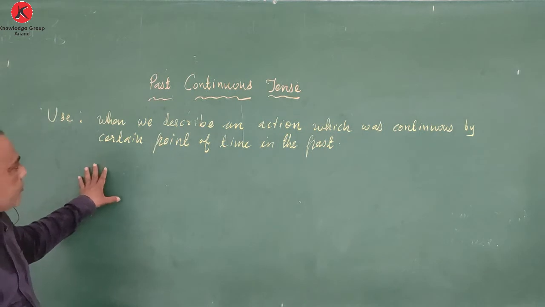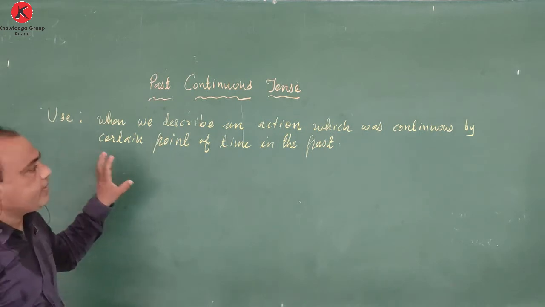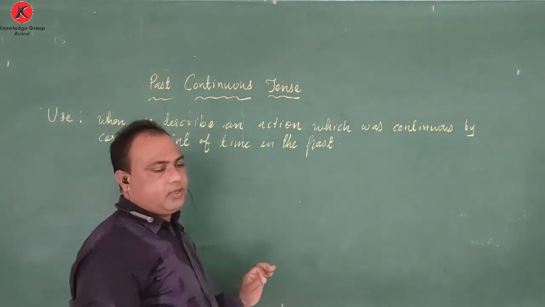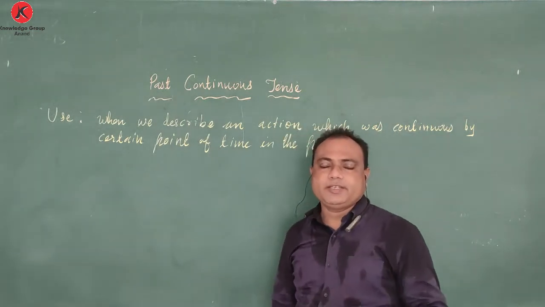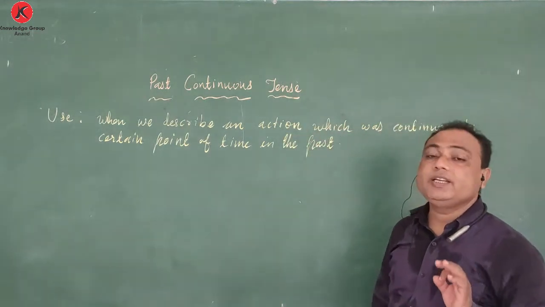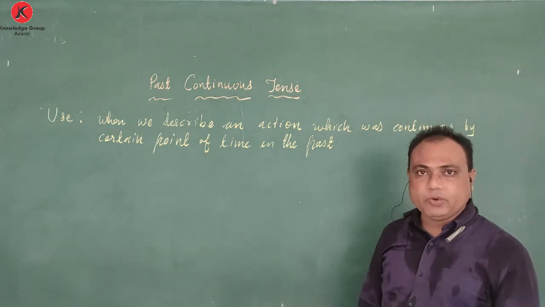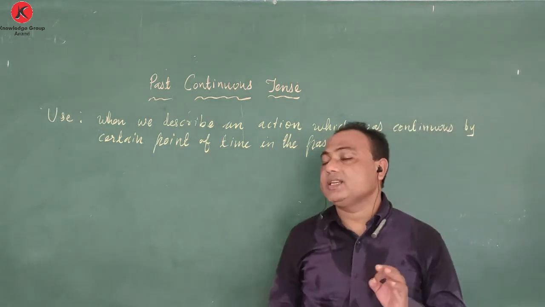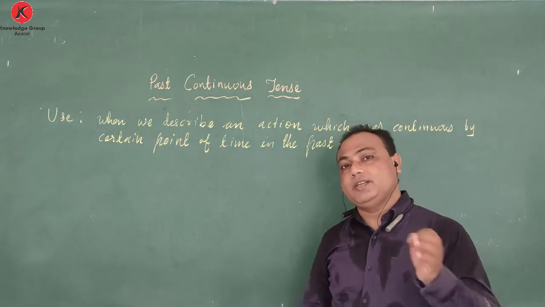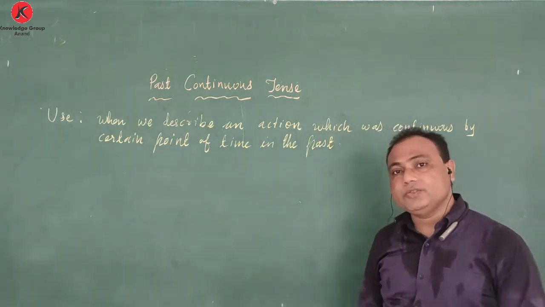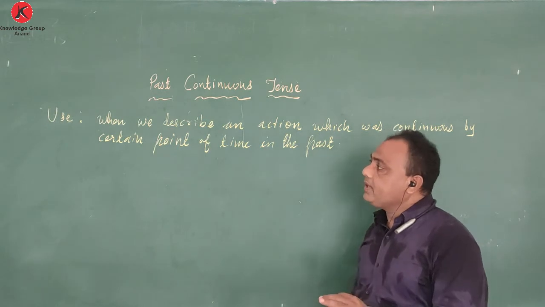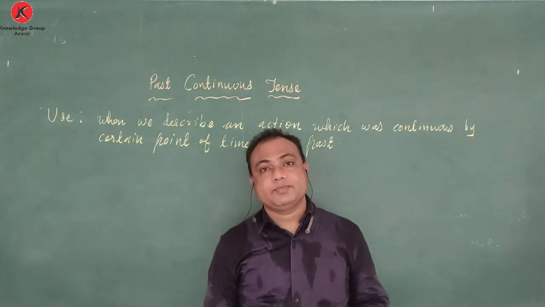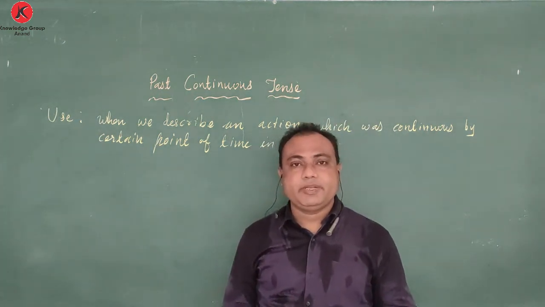This tense is used when we describe an action which was continuous by a certain point of time in the past. If you are very sure that by a certain point of time certain actions were continuous, or they were in progress in the past, then you can use this particular tense, past continuous. Once again, read the definition, I mean, the use.